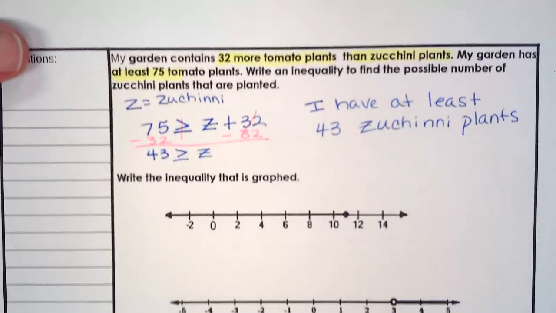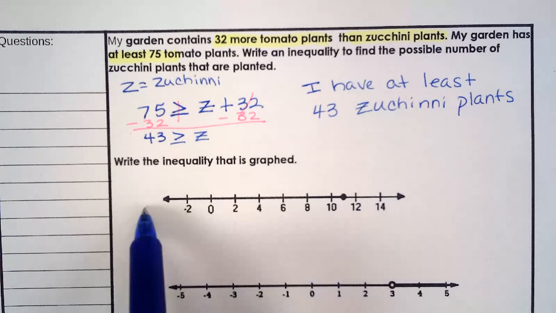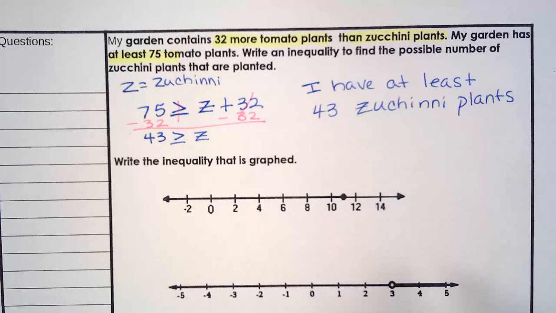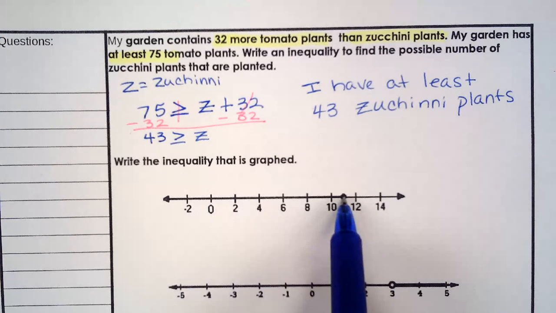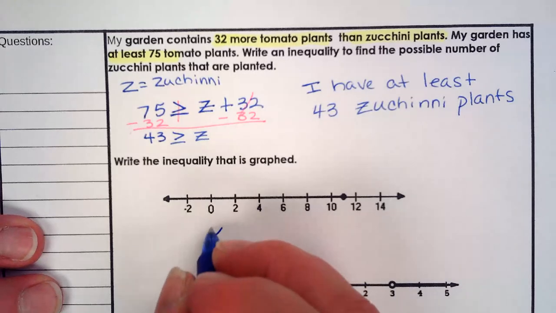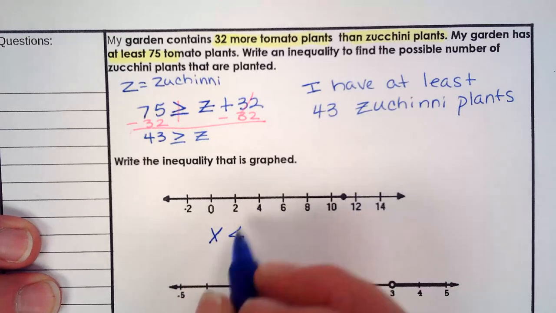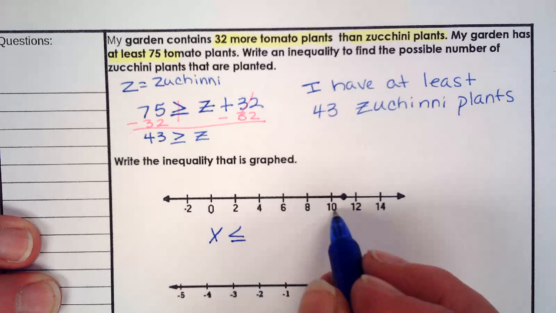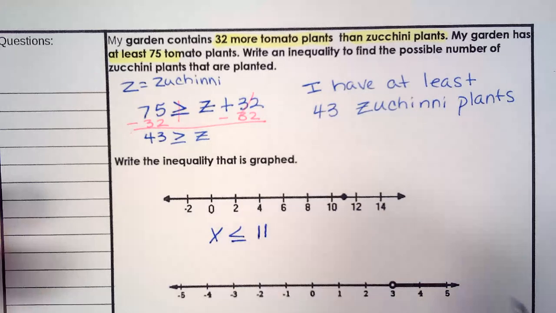Okay, so let's look at the inequality that is graphed. It starts here and goes this way. Okay, so if you notice, everything is smaller than this number here. So x is less than, is it equal to? Yes, because it's a closed circle. The number between 10 and 12 is 11, and we're done.